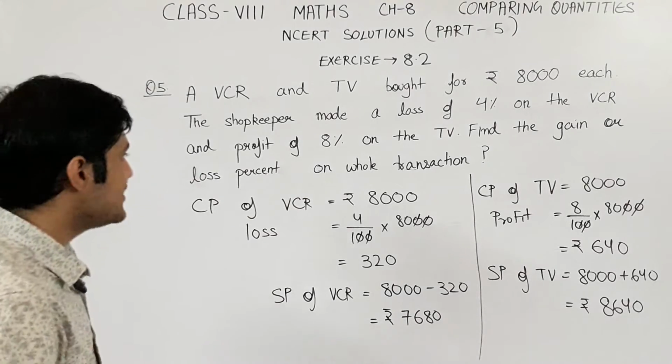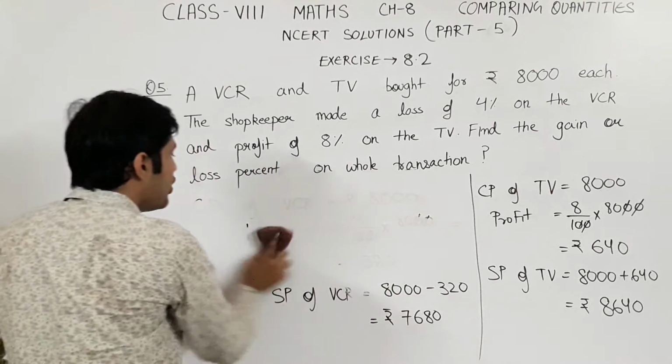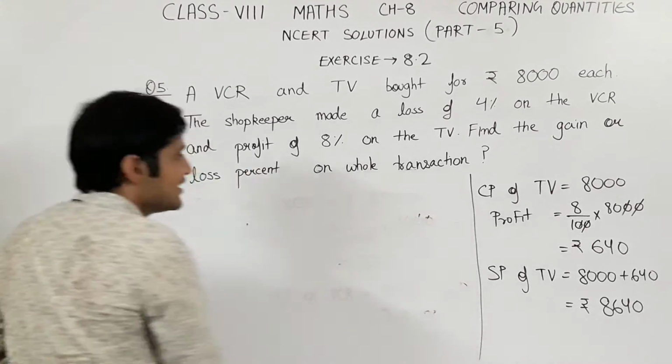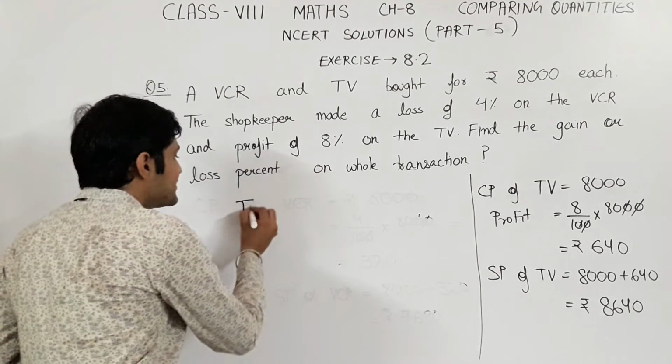Now the combined cost price, or we can say cost price of both the items. Cost price of both the items is rupees 16,000. So I can write total cost price.